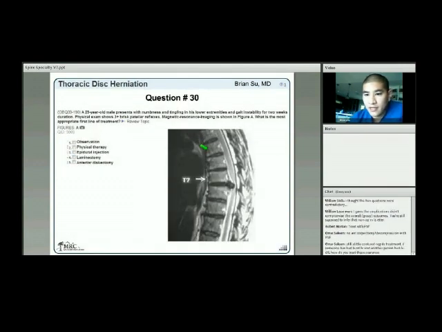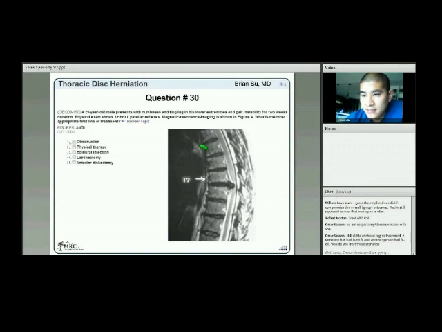Next question, a 29-year-old male presents with numbness, tingling in the lower extremities, gait instability for 2 weeks duration. Physical exam shows brisk patellar reflexes. So they're trying to get you to think that this person has cord compression, has myelopathy. MRI shown in figure 8. What is the most appropriate first line of treatment?